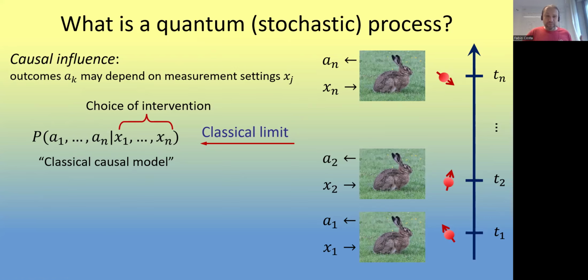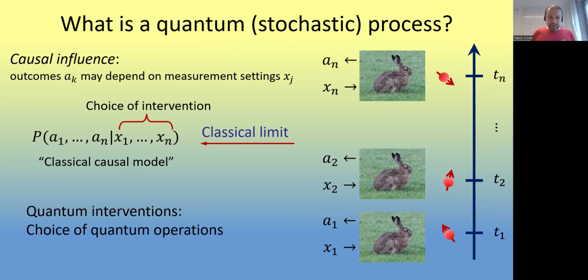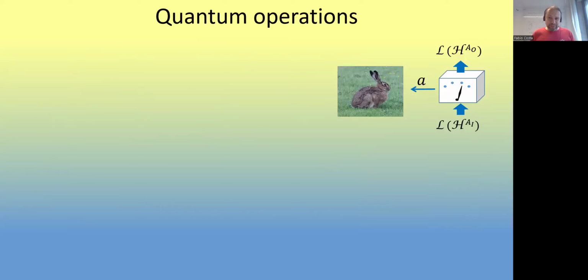Classically, you have to model the possibility of intervening on the system, and then correlations between interventions and outcome represent causal influence. In the quantum case, it is quite straightforward to understand what this means. Choice of intervention, as we said, is measurement settings, or more generally, choice of quantum operations. So this leads us to consider in more detail what quantum operations are.